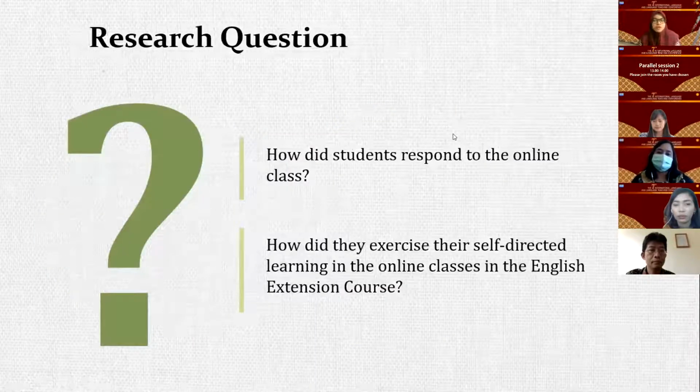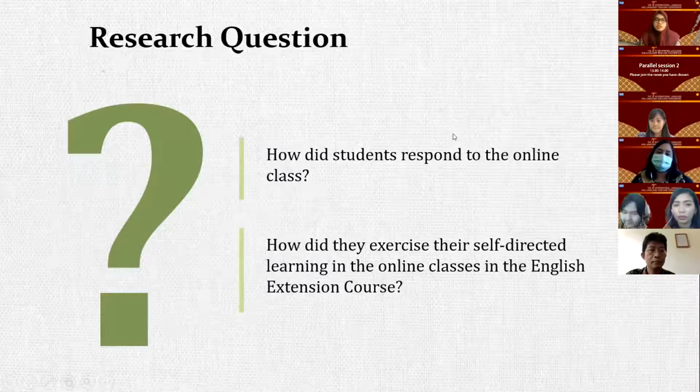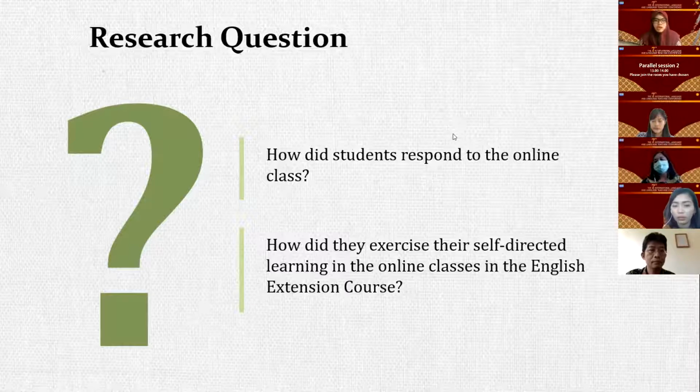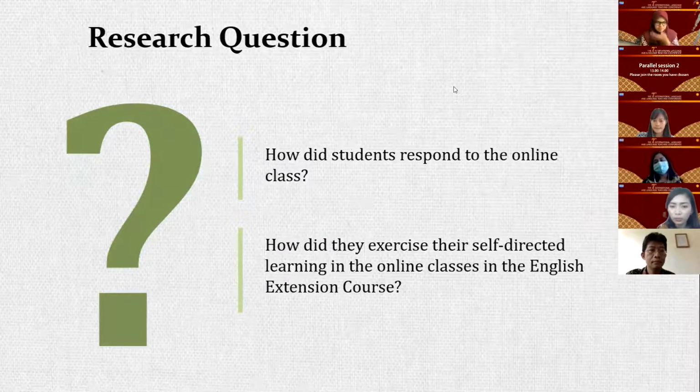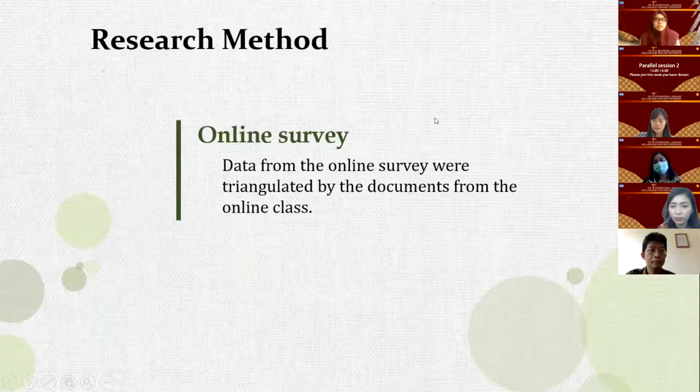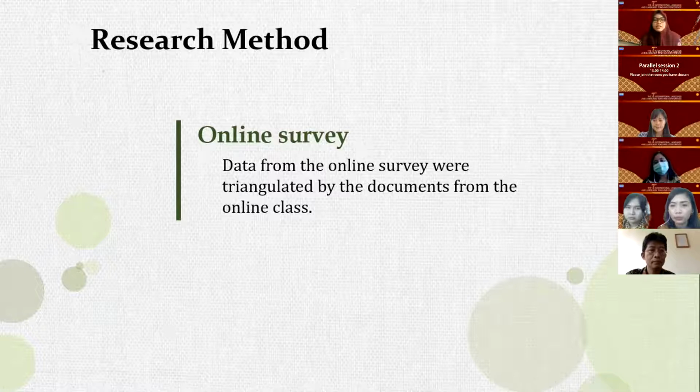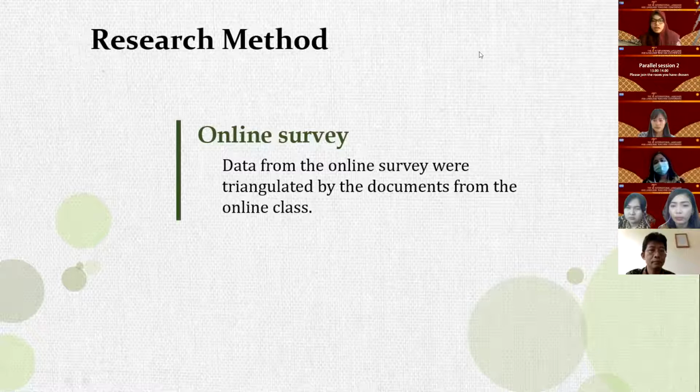And from those backgrounds, we came up with the research questions: how did the students respond to the online class, and how did they exercise their self-directed learning in the online class in the English Extension course? The method of this research is an online survey. We gave a survey through an online platform and then triangulated the result of the survey with the documents from the online class. And the participants, of course, are the English Extension course students.